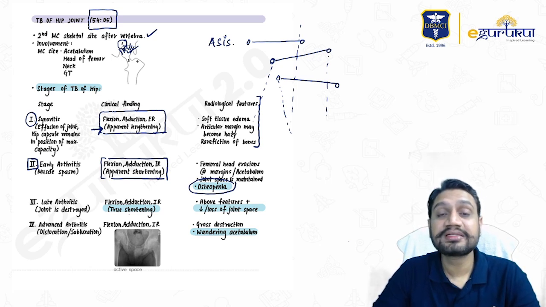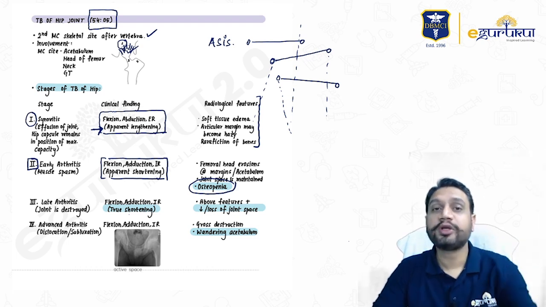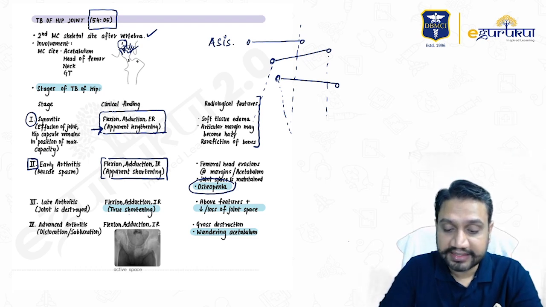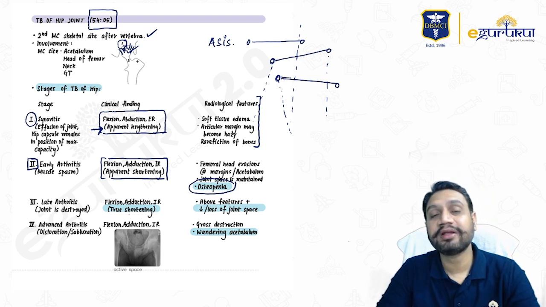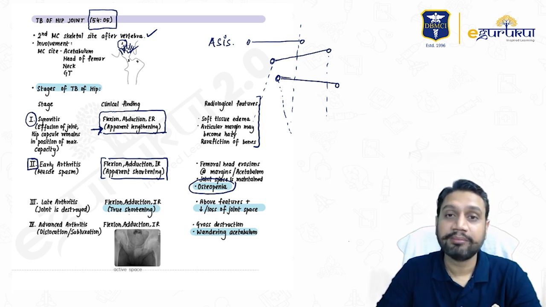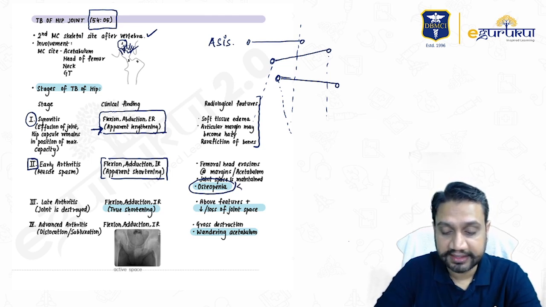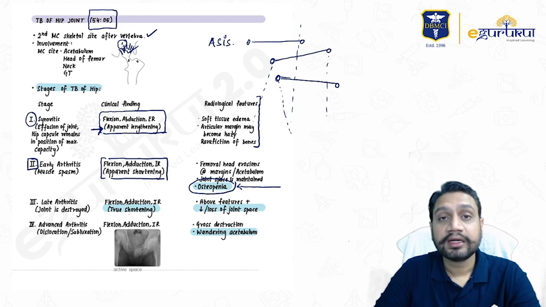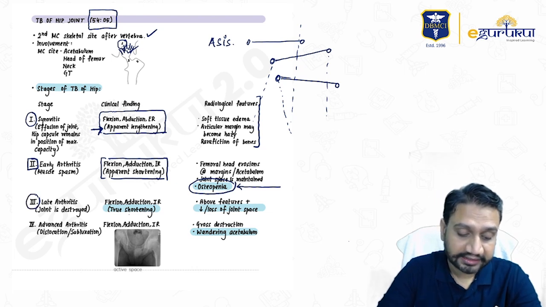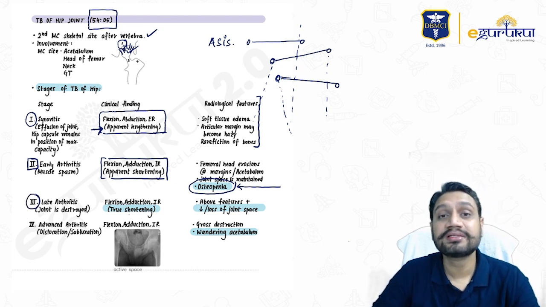So joint space is still maintained. When the joint space is maintained, it is only the muscular spasm which is pulling the bone up. And now the ASIS has gone up. So it is a kind of compensatory pelvic tilting to keep the limb in this state. So in this stage also, what is the first radiological sign seen? It is osteopenia. Stage 3 we say is late arthritis, where the joint space is finished.